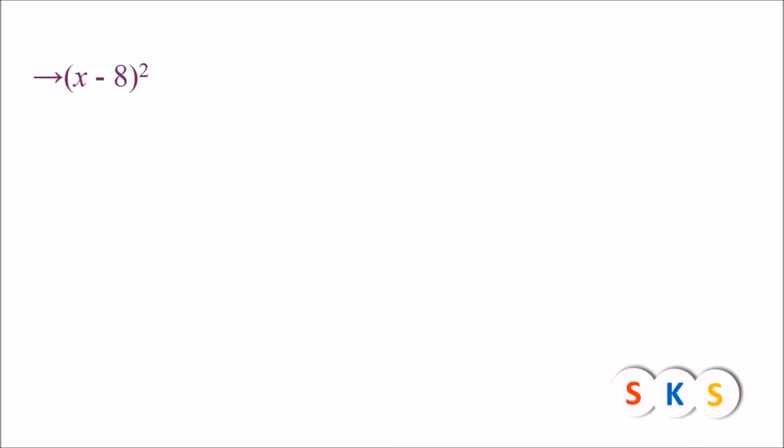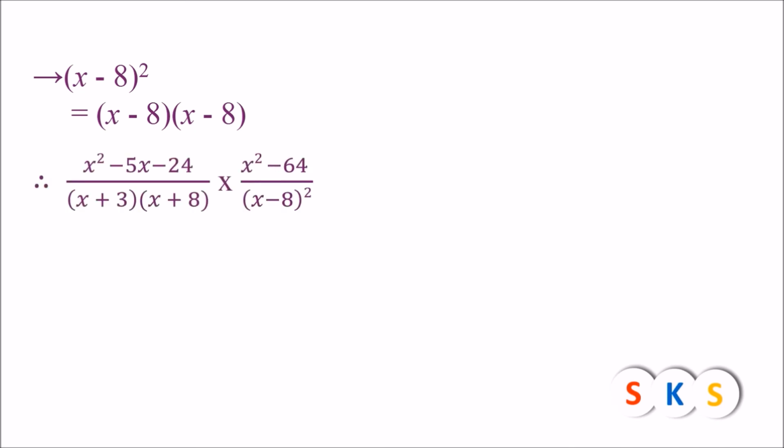Now x minus 8 the whole square can be written as x minus 8 into x minus 8. That is a factor of x minus 8 the whole square. Now here we have the question. Now we are going to substitute the factors of x square minus 5x minus 24, and x square minus 64, and x minus 8 the whole square. Okay, we will get like this.